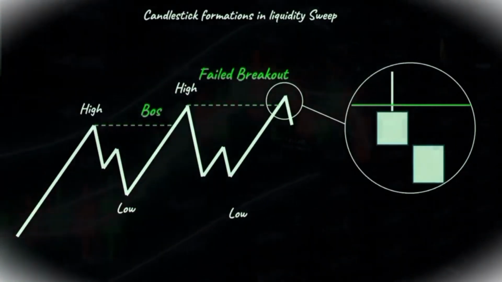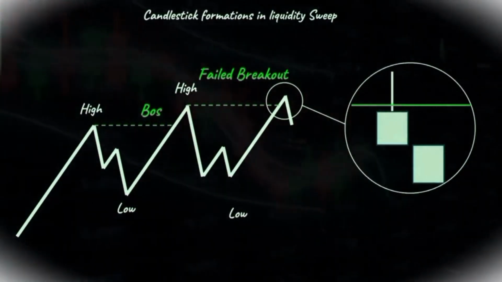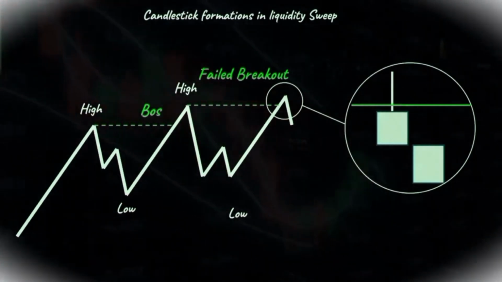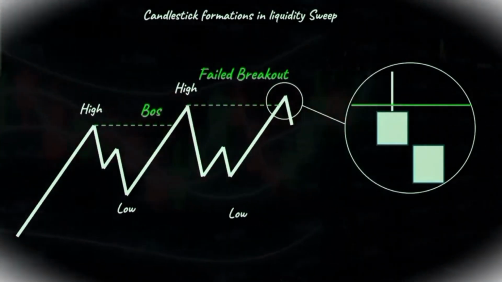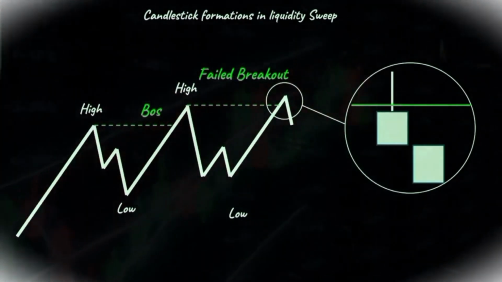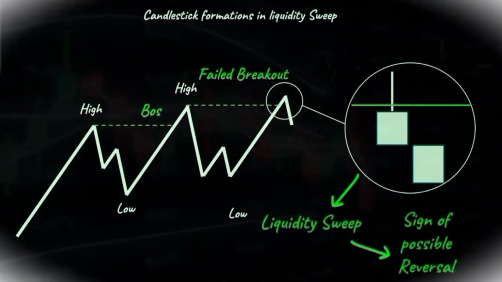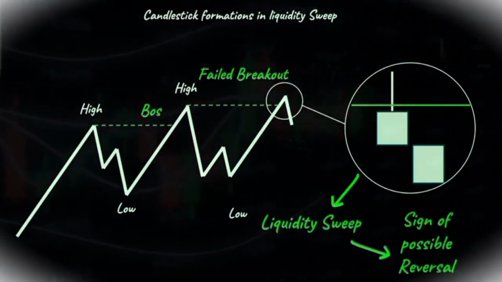When we combine the liquidity concepts with market structure, a liquidity sweep above the higher high is also considered a sign of possible reversal. For example, here we have the recent source that has broken the market structure to the upside. When price sweeps the liquidity above the recent higher high and fails to create a new high, this is considered a sign of possible reversal.